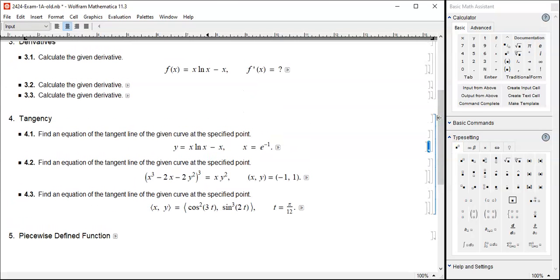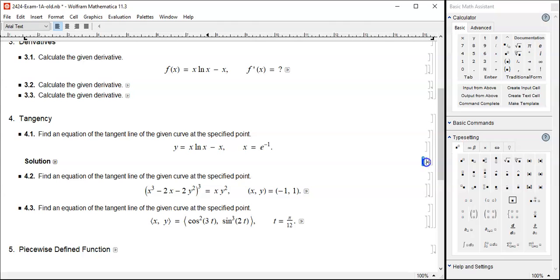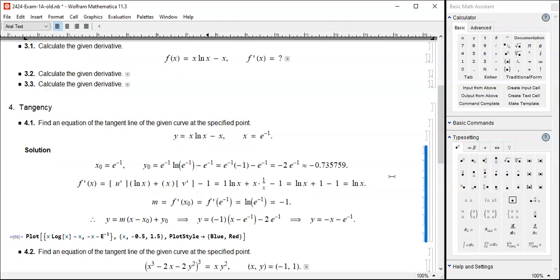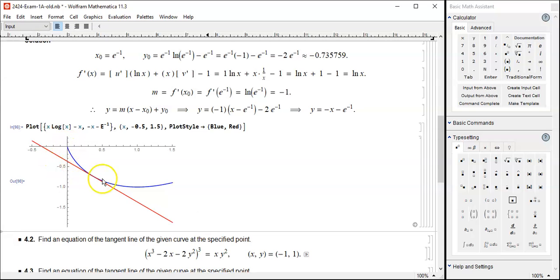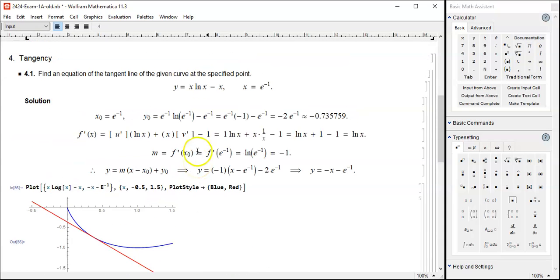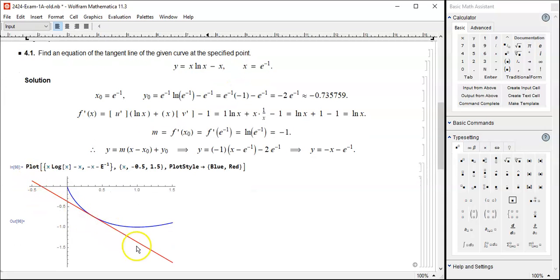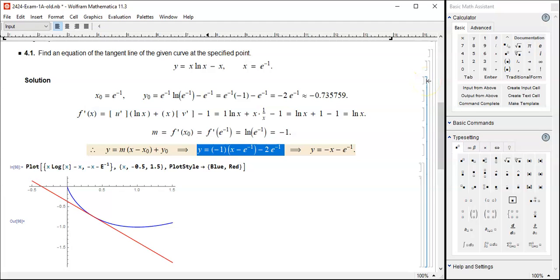Let's go to the next problem, and this is an implicit differentiation problem. Oh, by the way, let's go back to the first problem. Do I have visualization here? I think I did it. Yeah, here. Okay, that's a curve. That's this curve, x log of x minus x, and then this equation here gives you this red line. As you can see, you have the tangency.